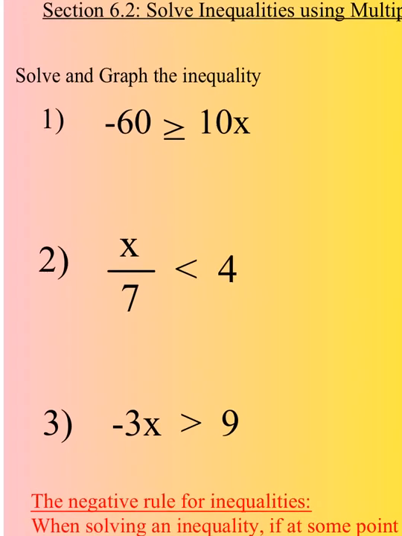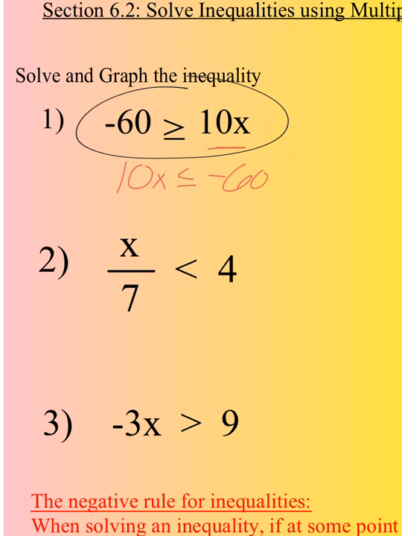Otherwise, here's me going through the problems for you. So take a look. This first one has the variable on the right side, and I don't like that as much. I want it on the left side, so let's flip it around right away. The 10x and the negative 60 go over here, and then I just have to make sure I turn the inequality around, so it'd be a less than or equal to now.